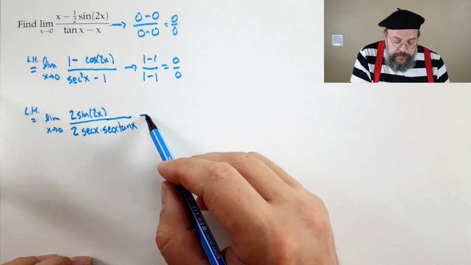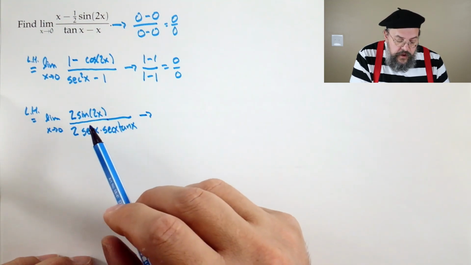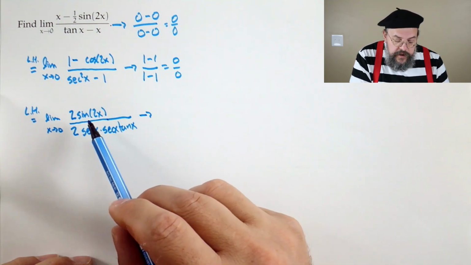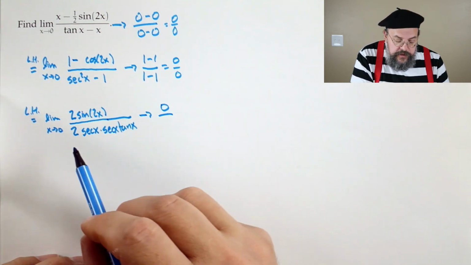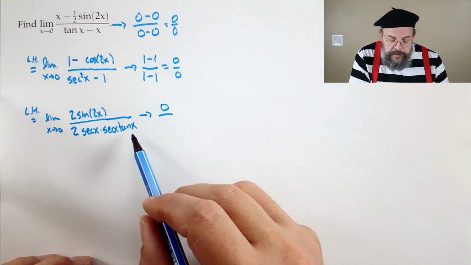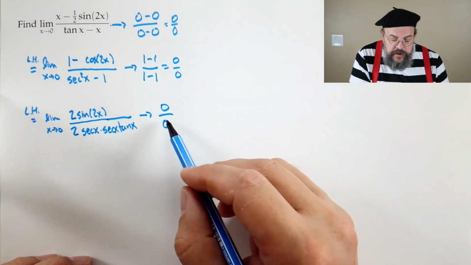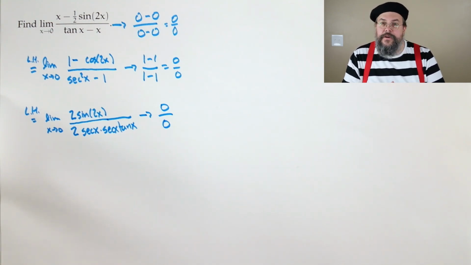Where is it going to? Well, upstairs, what do we have? We have 2 times sine of 0, which is 0. Downstairs, we have 2 times secant of 0, which is 1, times secant of 0, which is 1, times tangent of 0, which is 0. All right, so it's 0 over 0. Okay, good. So what can we do?